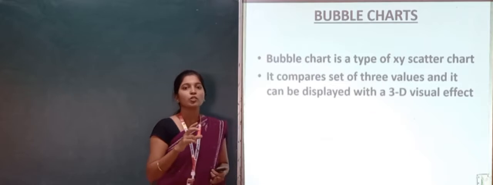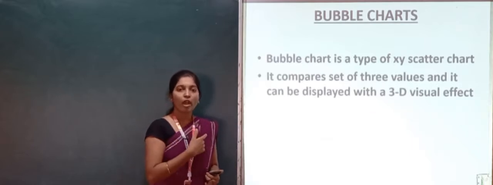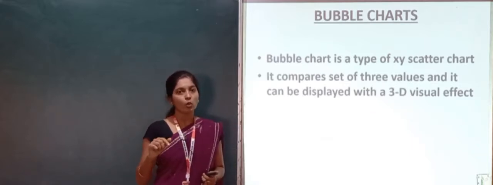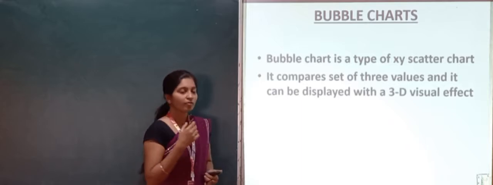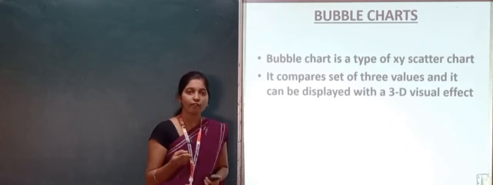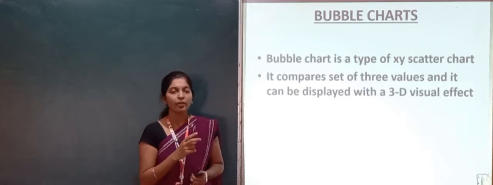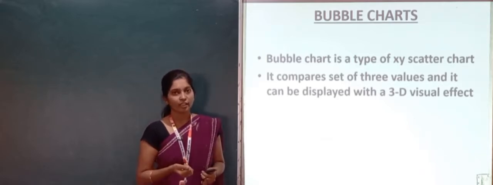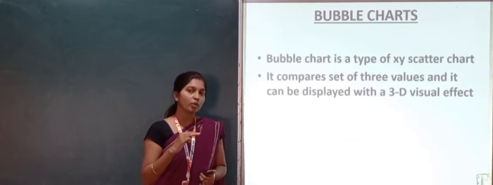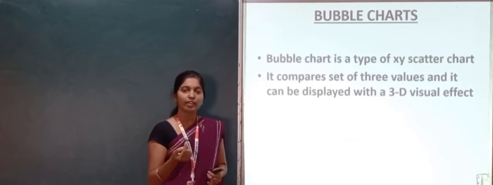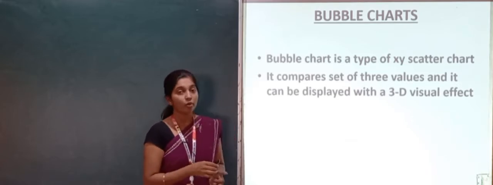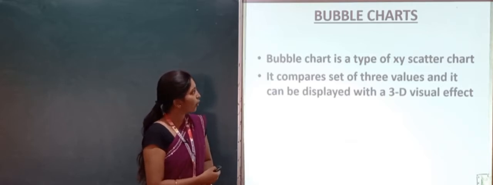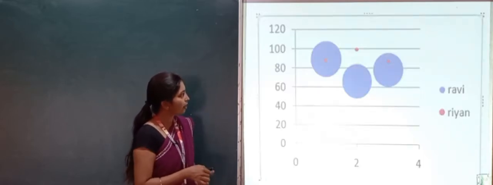Okay, so till now we have discussed only x and y coordinates. Here we are representing the 3 values of a particular item and we are representing using 3D effect. Taking 3 values and showing how they are represented is what we call bubble charts. Okay, we'll see how bubble chart is represented.